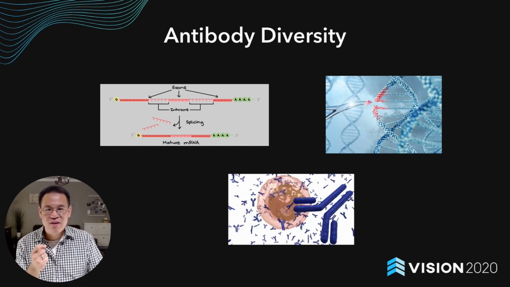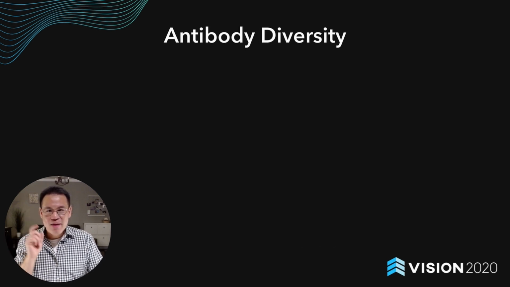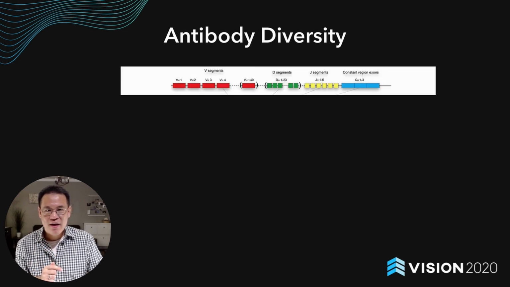And what it does is it starts to give diversity to the antibodies that it carries. So let's dive in a little bit more to see how this works. For antibody formation, there are actually 4 gene clusters in these antibody producing cells. There's 40 genes in this V region, 23 genes in the D region, 6 genes in the J region, and 3 genes in the C region.